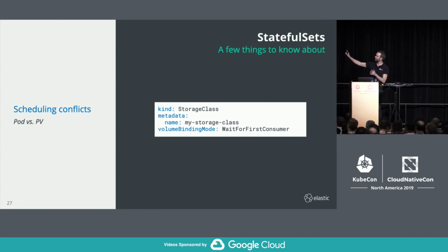To solve that, there's this wait for first consumer option, so that the pod is scheduled first, and then the volume is created based on the constraints of the pod. I'm actually surprised that most persistent volume storage classes available out there in many cloud providers don't have this option set by default. In many cases, you can just do it yourself. You can patch the existing storage class and use this option, or maybe just clone it to a different storage class with a different name, which has this option, because it's really important, especially when dealing with local volumes.